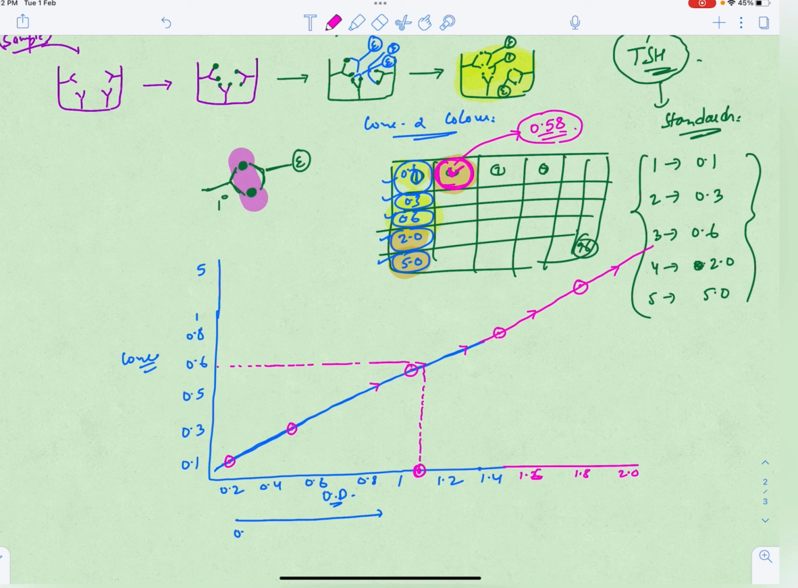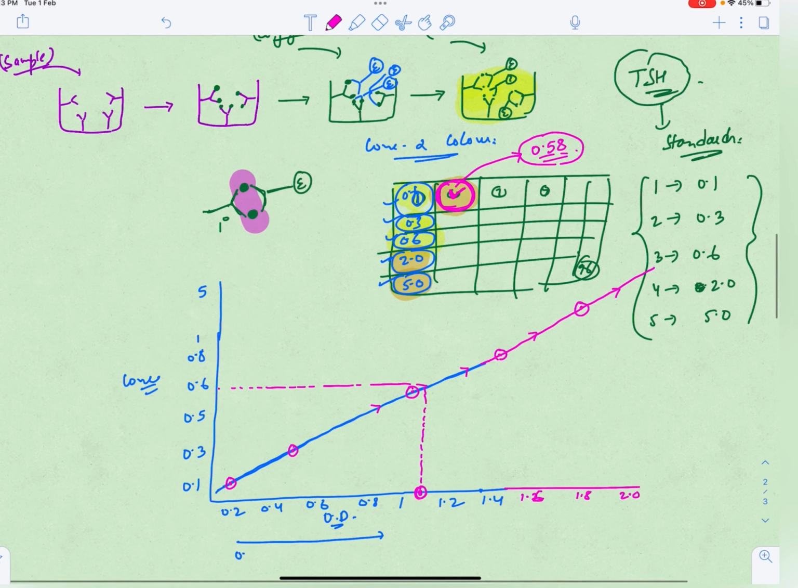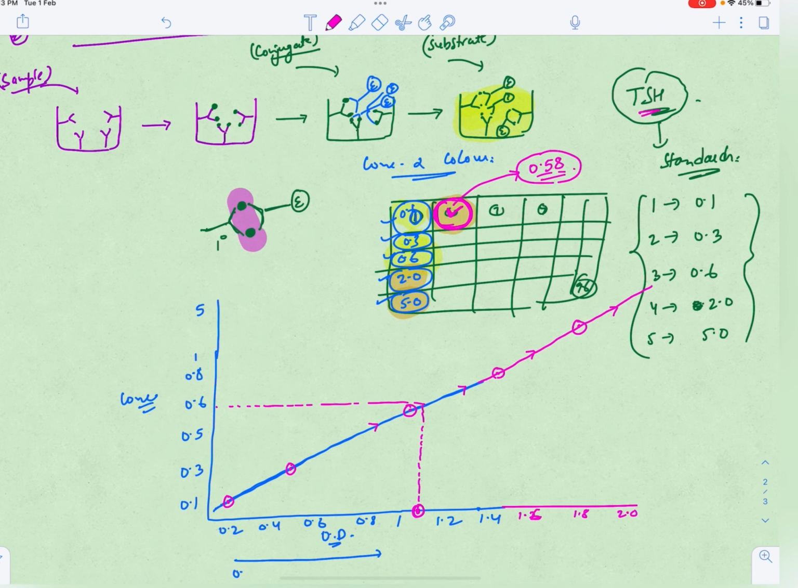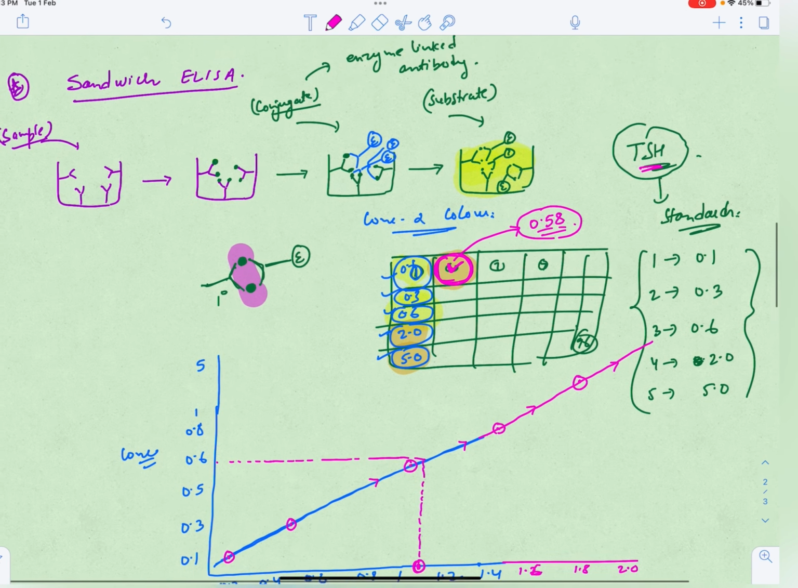Actually, you don't have to do this manually. We just have to put the plate in and the machine will automatically tell the result. It will compare the optical density with the graph and give you the exact concentration of the particular analyte. In this case, as we are measuring TSH, it will give you the value of TSH itself. So this is sandwich ELISA.